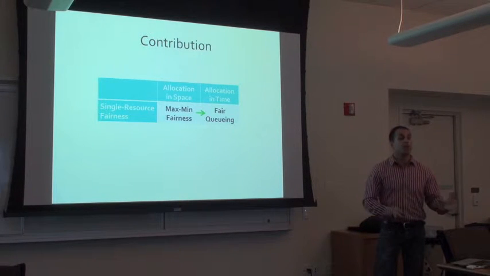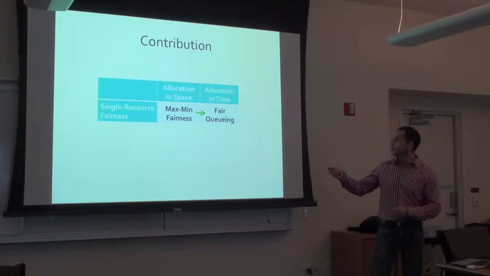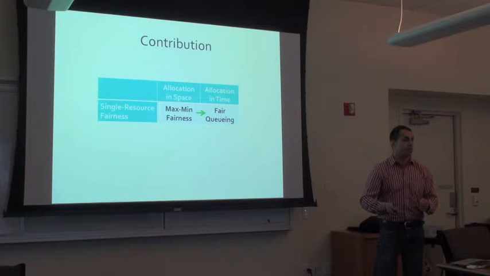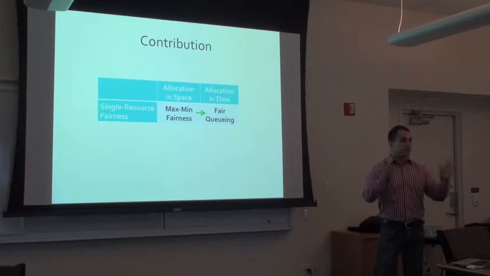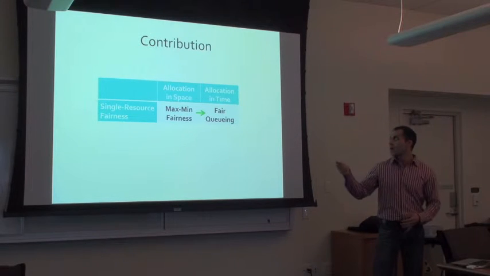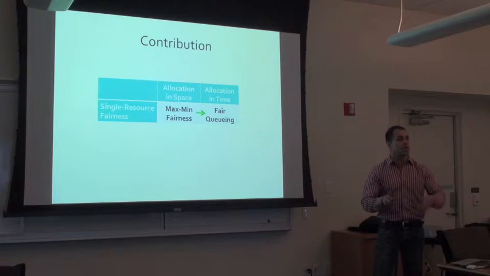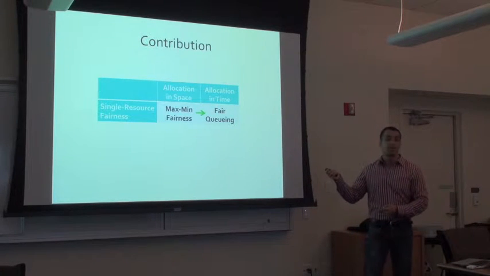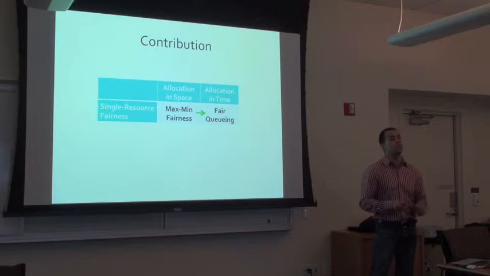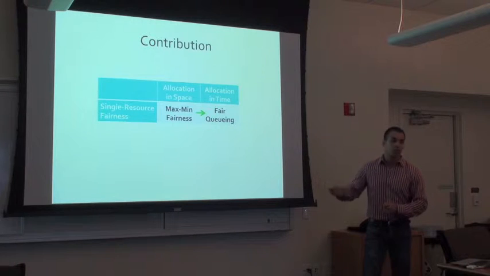But it took some time until 1990 or 1992 before in networking we generalized this to fair queuing so that we could do time multiplexing. So what you can see is max-min fairness just gives you the allocation in space, or the static allocation, what it should look like. But how to do it in a dynamic system where packets are coming in and we need to schedule them and multiplex them, that happened in 90 or 92, and that was fair queuing. The main concept that they introduced was this notion of virtual time that we'll come back to. So that was fair queuing in the 90s.